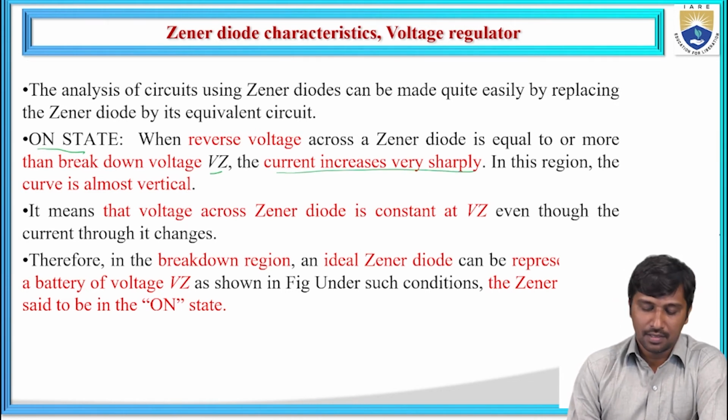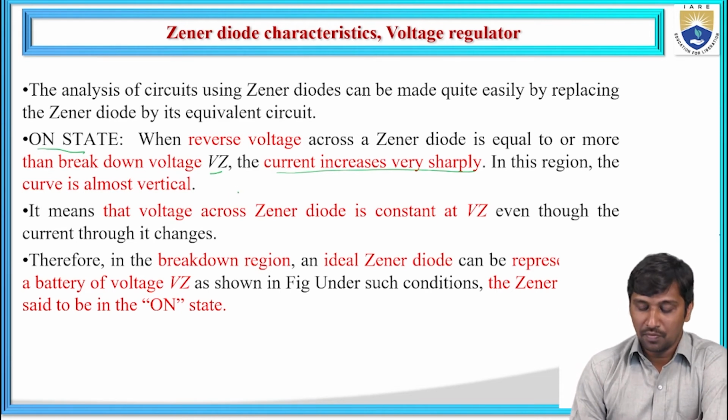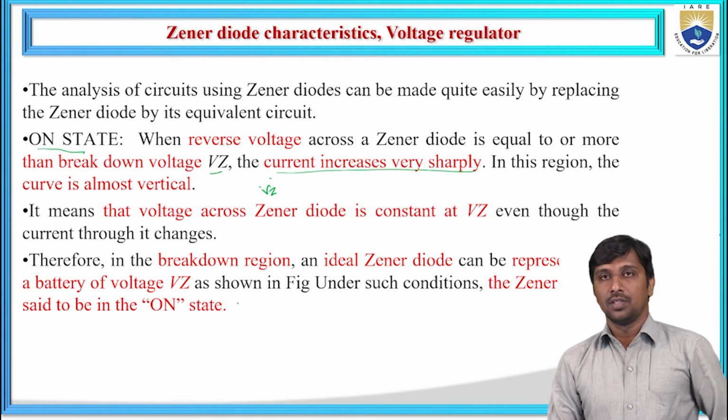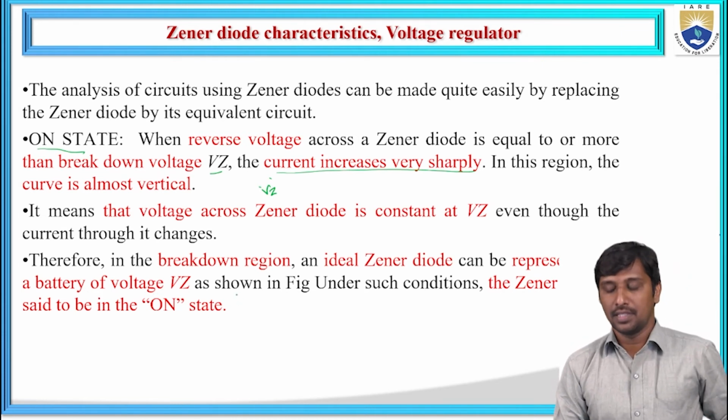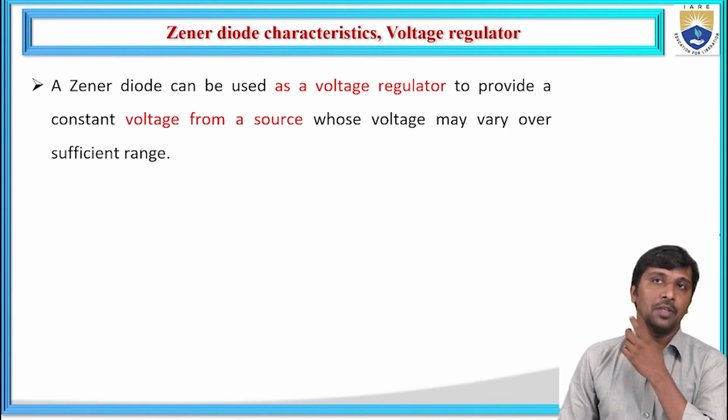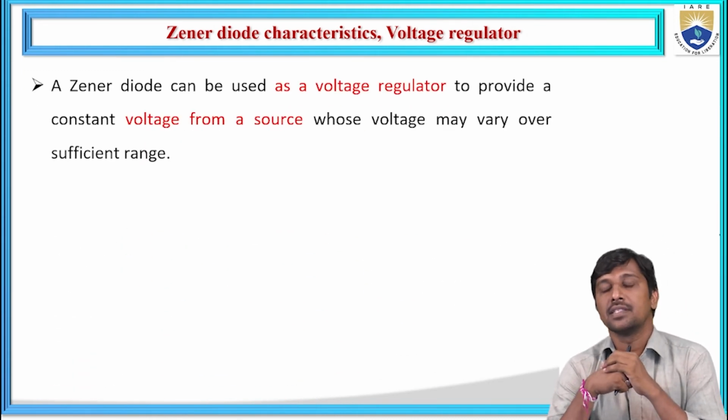So that is the reason at this point we replace the diode with a voltage source equal to Vz. Therefore, in the breakdown region, for an ideal Zener diode, we replace it with a battery, meaning it acts as a voltage source. That state is represented here as the on state. Now, coming to the applications, where we are going to use this Zener diode.